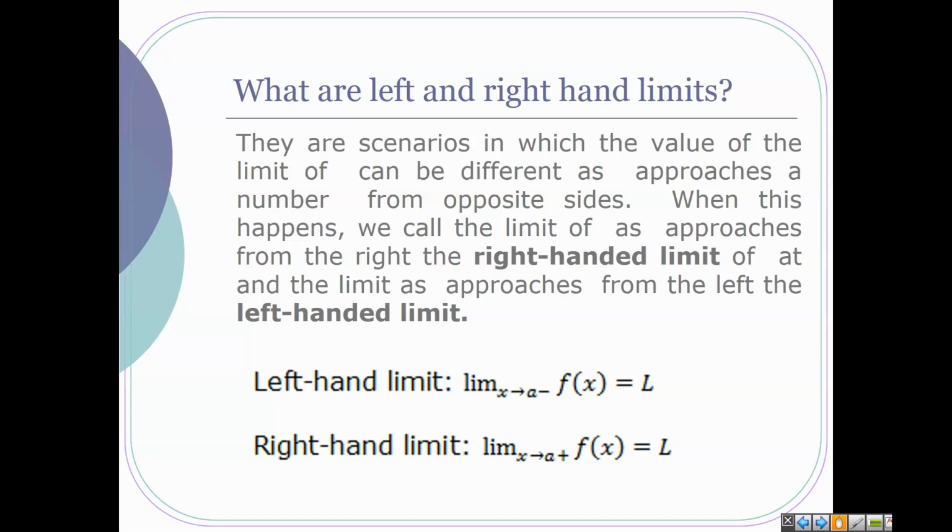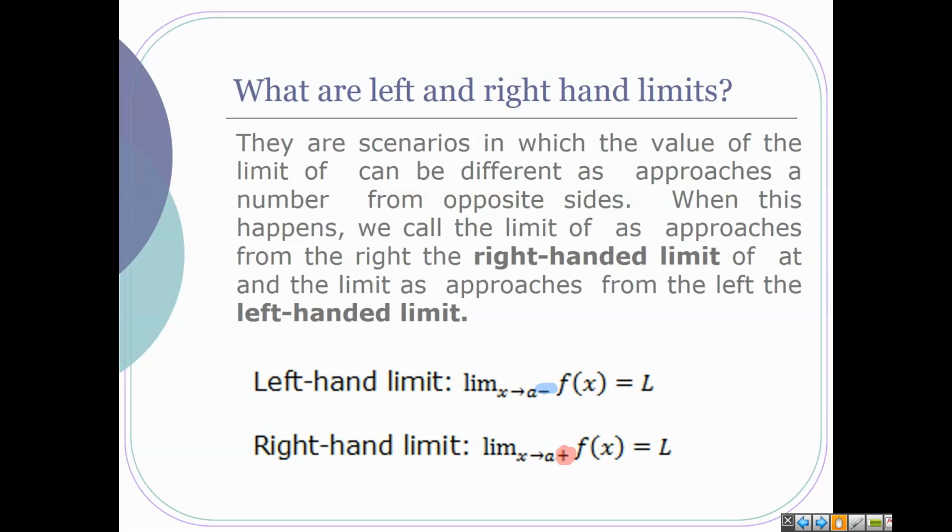To make sure you see the difference, the emphasis on a left-hand limit is the negative after the A down there. And the emphasis for a right-hand limit is the positive. So a left-hand limit says that we're looking at the limit as x approaches A from the left, and that's what that negative implies. And a right-hand limit is the limit as x approaches A from the right, and that's what the positive implies.